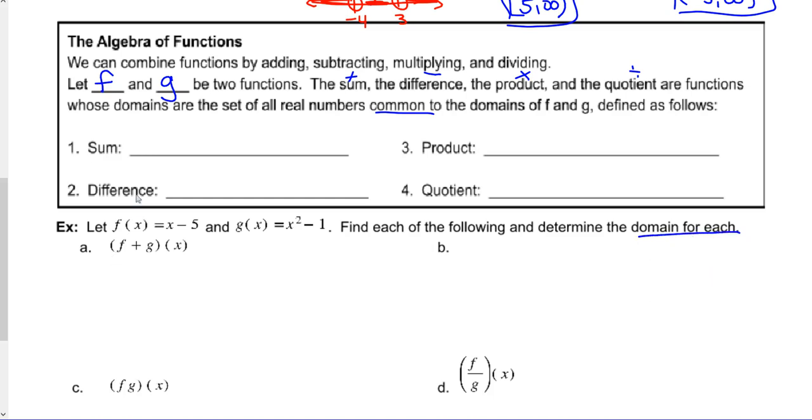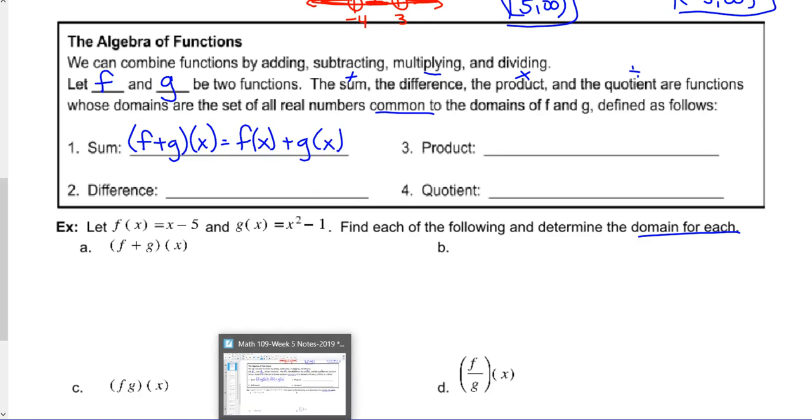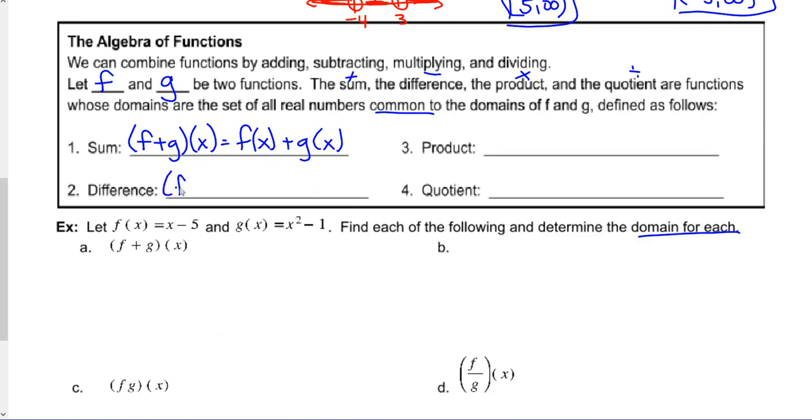So I'm going to define the sum of two functions, f plus g of x. This is, by definition, the same as taking f of x plus g of x. So basically, you're just going to add the two functions together. Moving down for the difference. If I want the difference, that means I'm going to subtract my two functions. They may give it to you like this, but we're going to operate by just subtracting the two functions together.